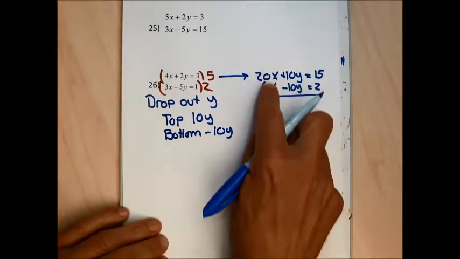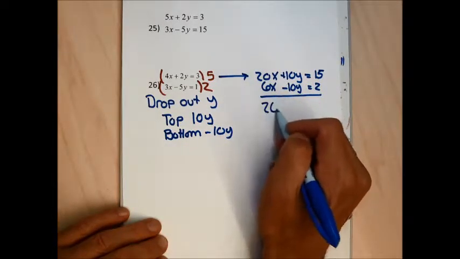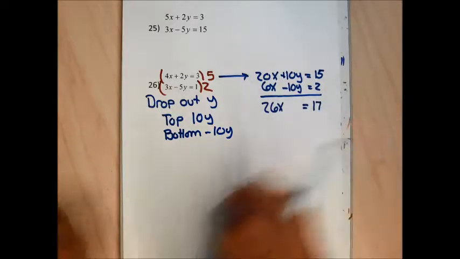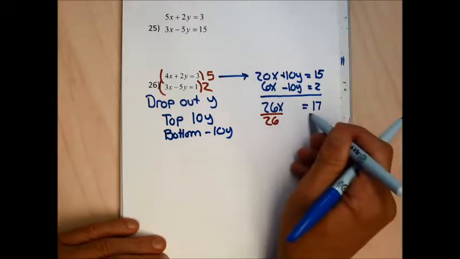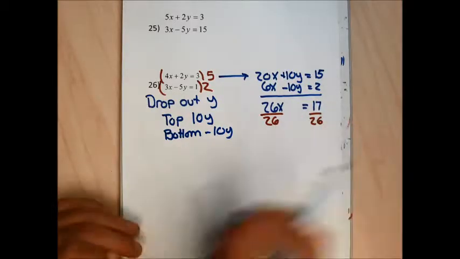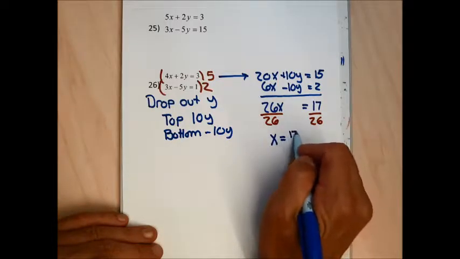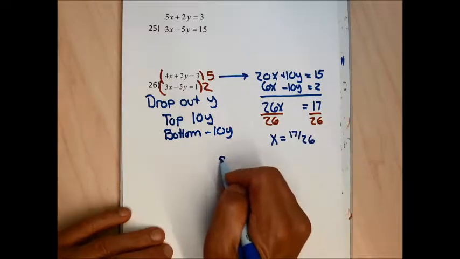Now I'm going to add 20 plus 6 and get 26x, and 15 plus 2 and get 17. This is really unfortunate because I'm getting a fraction answer. A lot of times I think I've made a mistake if I get a fraction answer, so I'm definitely going to check this. Kind of halfway done. Now I need to solve for y.